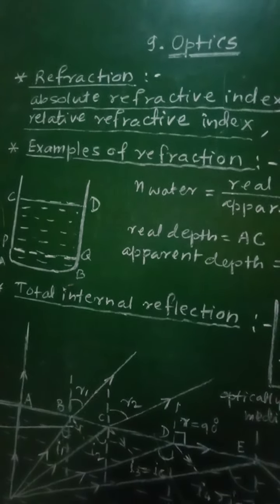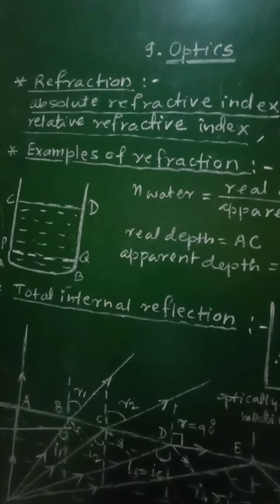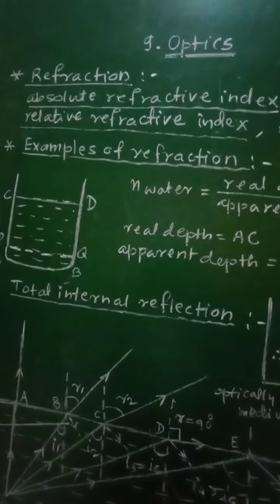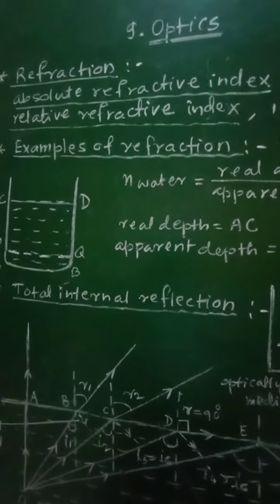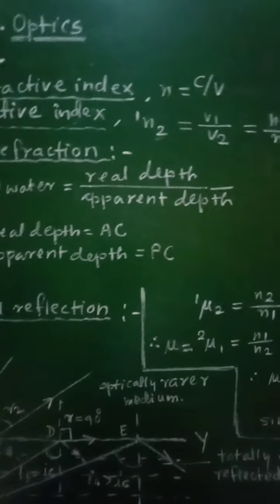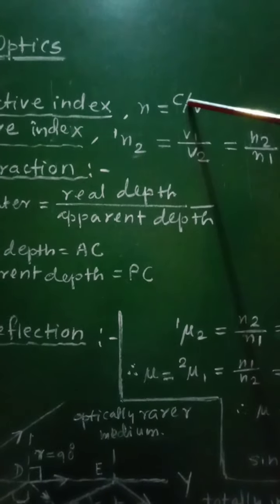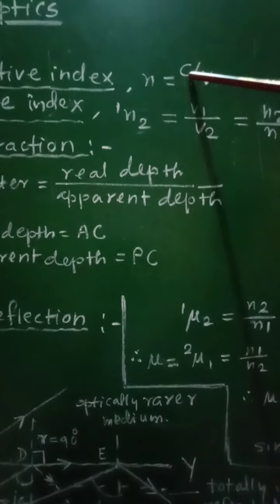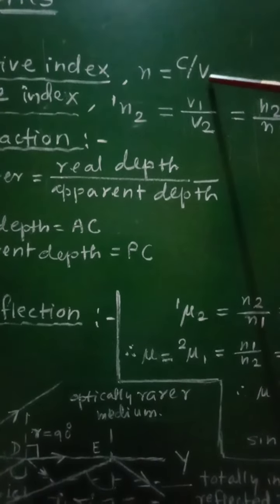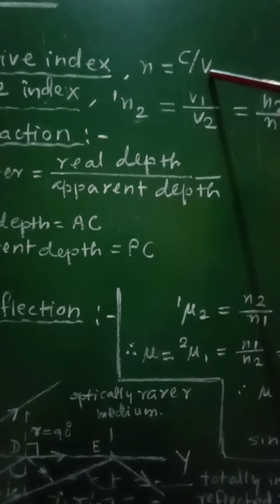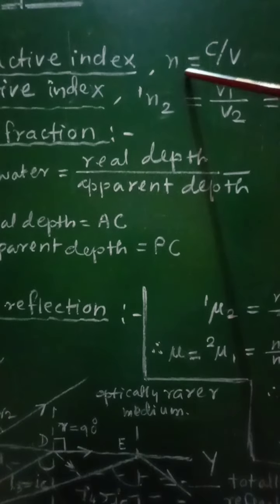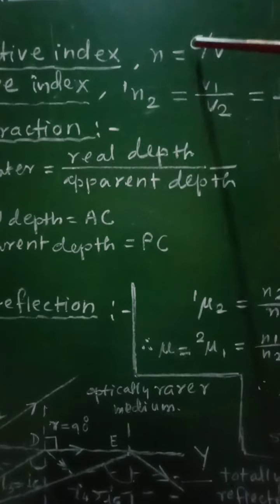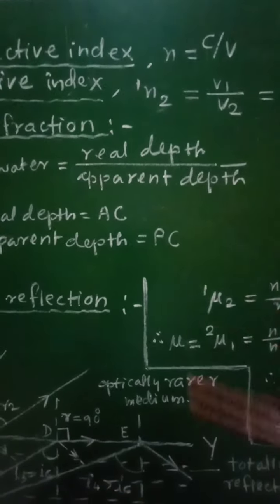If c represents the speed of light in vacuum and v represents the speed of light in that given medium, then the absolute refractive index of that medium, n, is equal to c upon v.